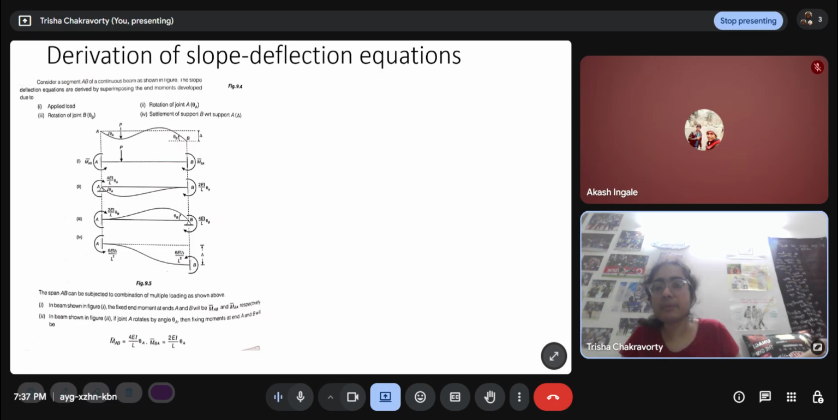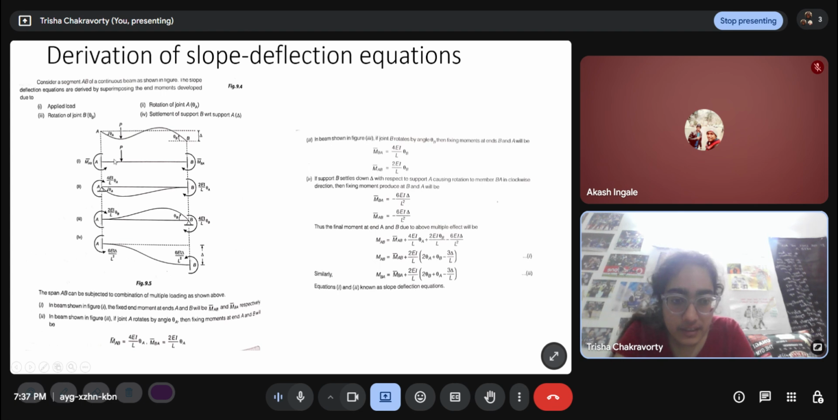Consider a segment AB of continuous beam as shown. I won't go into the derivation details because you will never be asked. So these are the final expressions that you need to know. MAB is MAB bar, the fixed end moment, which we will look at how we are applying, plus 2EI by L, 2 theta A plus theta B minus 3 delta by L. So this is for a particular member AB.